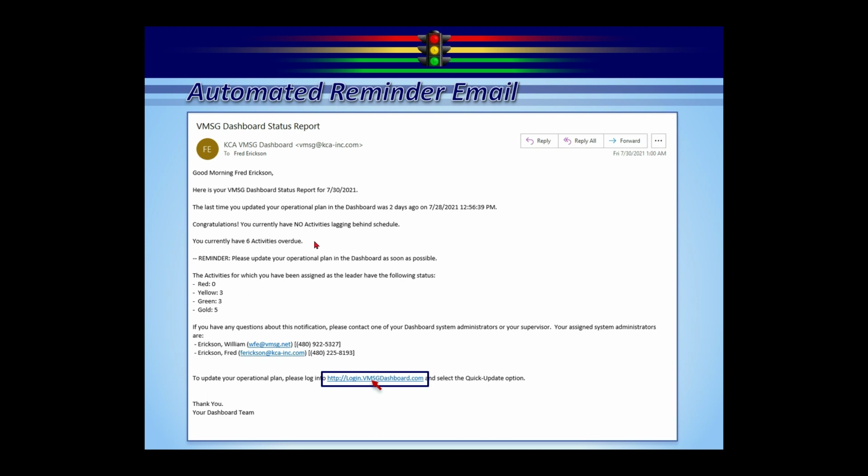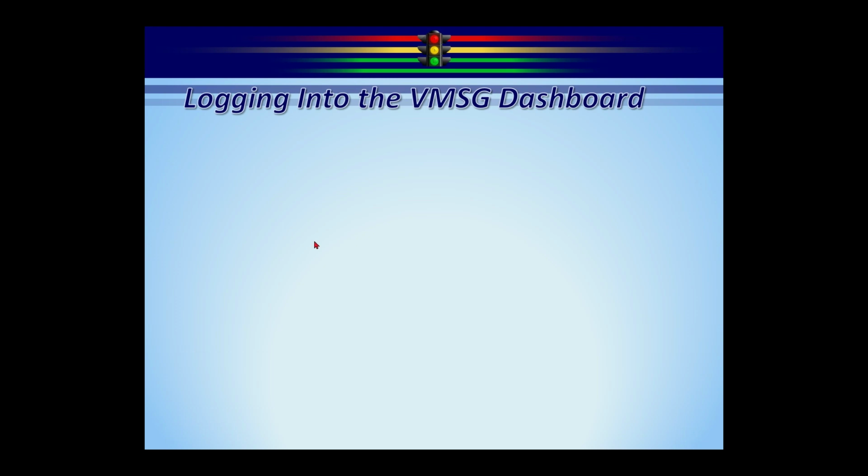When I click on that link, it's going to take me to the login link now. What I'm going to do first is kind of walk you through the steps, and then I'm going to go live in and actually take you through the process here. So the steps are here. Number one, there's the link. And by the way, you can also just use vmsgdashboard.com. It'll take you to the VMSG dashboard homepage.